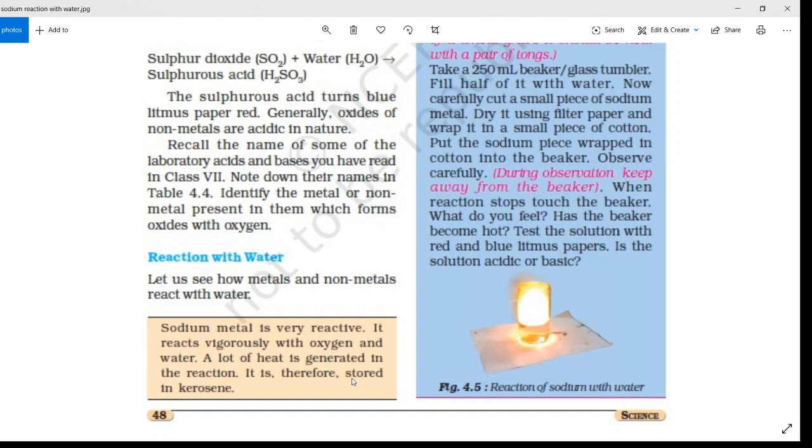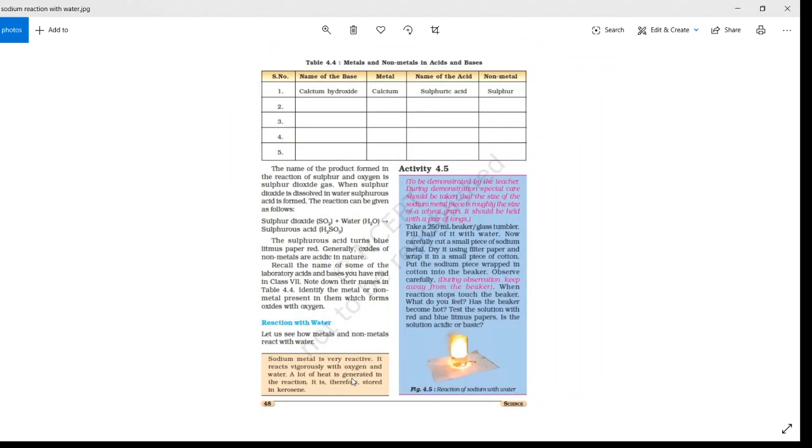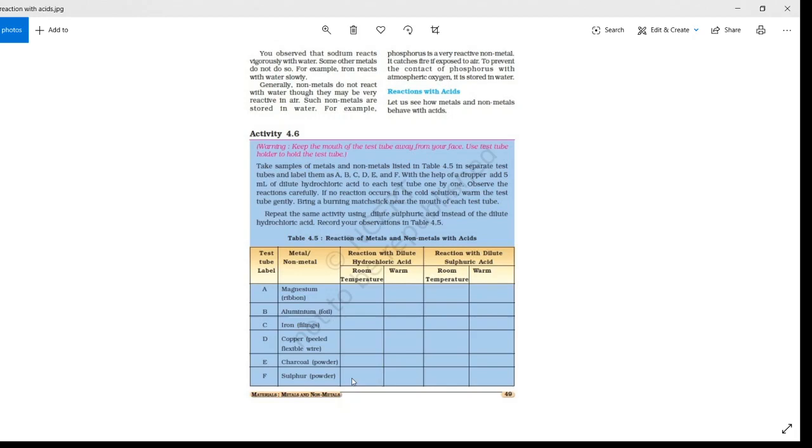So sodium and potassium are highly reactive metals. When they are kept in air or water, they catch fire. So they are never stored in air or water. They are only stored in kerosene oil. So this activity proves that metals react with water. In the same way, non-metals do not react with water, but they may be reactive in air.